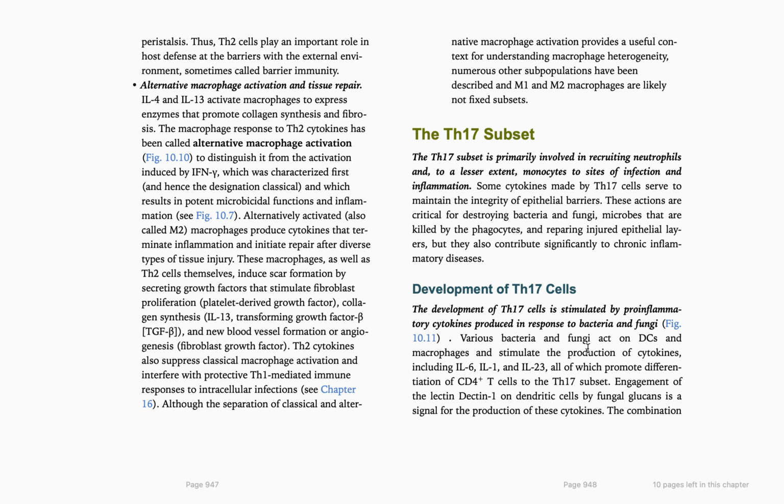Various bacteria and fungi act on the dendritic cell and macrophage and stimulate the production of cytokines including interleukin 6, interleukin 1, and interleukin 23, all of which promote differentiation of CD4 T cells to the T helper 17 subset. Engagement of lectin dectin-1 on dendritic cells by fungal glucan is a signal for the production of these cytokines.